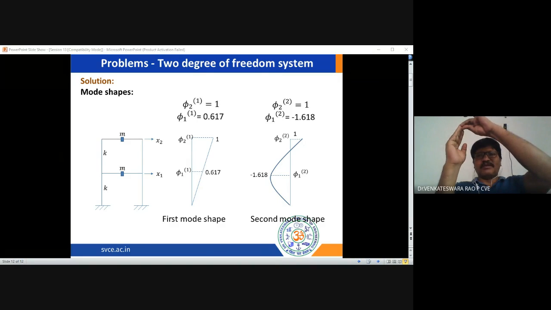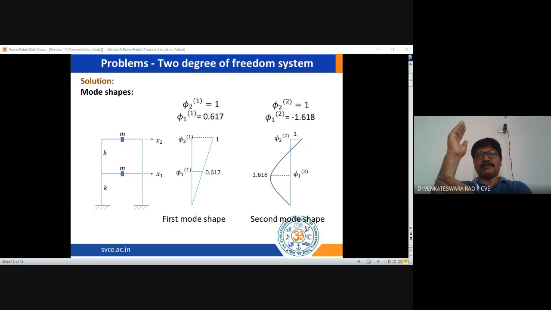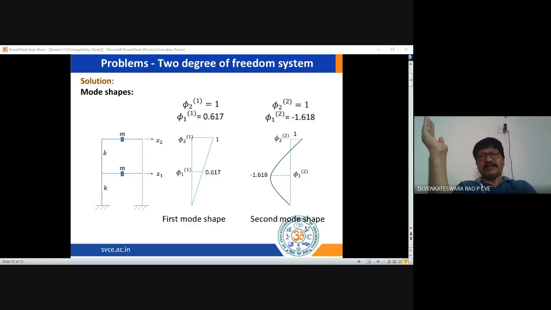Imagine that the topmost mass is here and the middle mass is here. So the entire building will move like this. The topmost displacement is more and the middle displacement is less. It is not only vibrating towards the right hand side as I showed in the figure, it also vibrates towards the left hand side like this. The units of displacement are like that: the topmost is 1 unit and the middle one is 0.617, something like that, in the first mode of vibration with natural frequency omega n1.